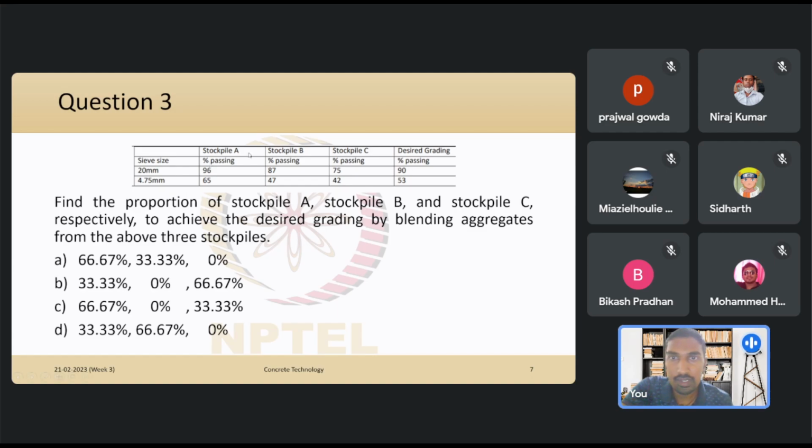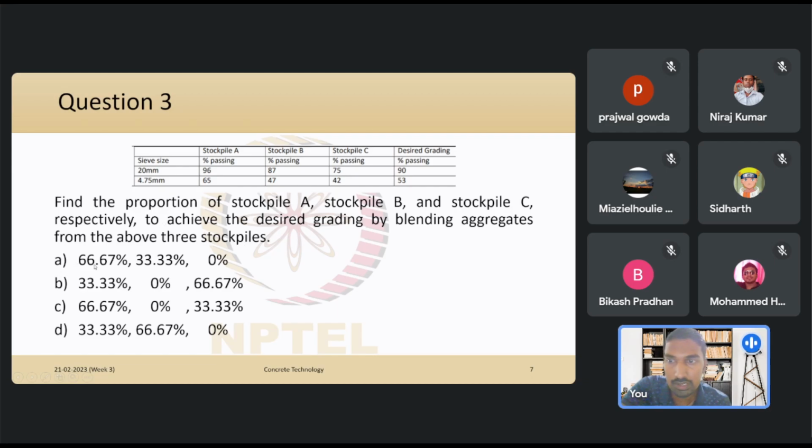So we are given three different stockpiles A, B and C, and we have two sizes of aggregates, 20 mm and 4.75 mm. We know the percentage passing on these two sieve sizes for the three stockpiles. We also have a desired grading that we want to achieve. For 20 mm it should be 90% passing, and for 4.75 mm there should be 53% passing, right? The question is, what is the proportion of stockpile A, stockpile B and stockpile C respectively to achieve the desired grading by blending aggregates from the above three stockpiles?